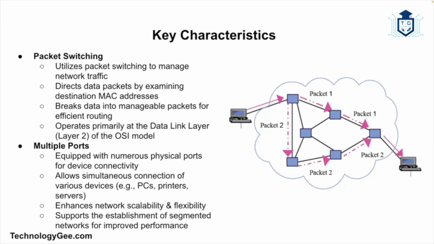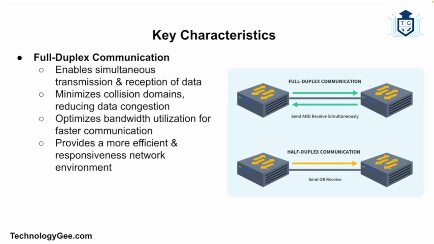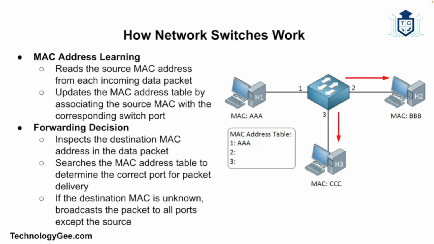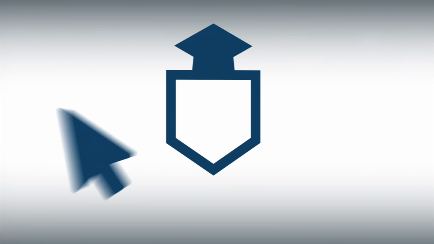And here are some of the key characteristics of network switches. So the first part is packet switching. Switches use packet switching to manage and direct data packets based on MAC addresses of devices within the network. They have multiple ports. Network switches come with multiple ports, allowing various devices such as computers, printers, and servers to connect and communicate within the network. And they offer full duplex communication. Switches support full duplex communication, which enables simultaneous data transmission and reception between devices. Network switches operate at the data link layer or layer 2 of the OSI model, though some advanced switches also function at the network layer or layer 3.